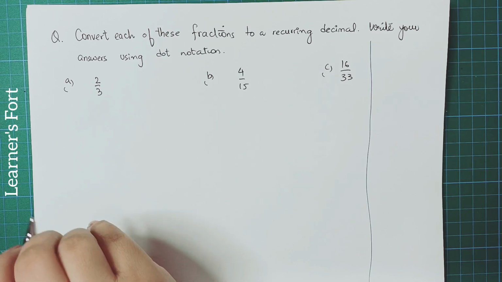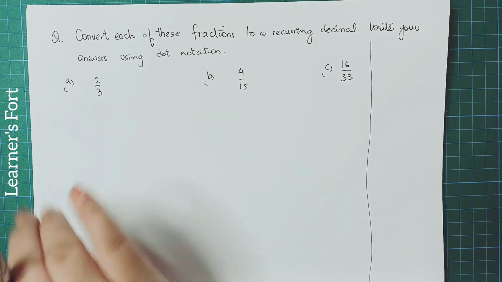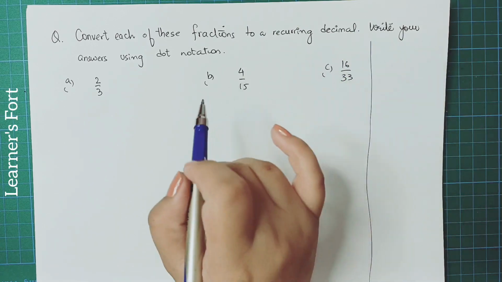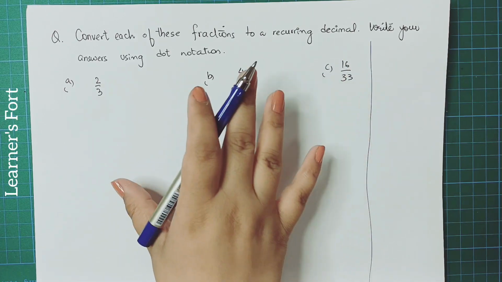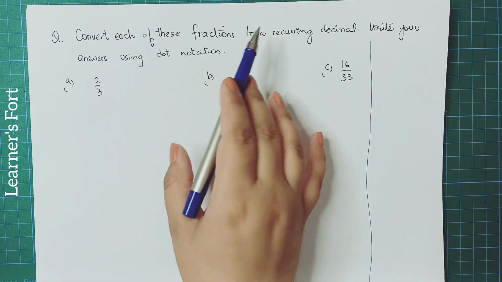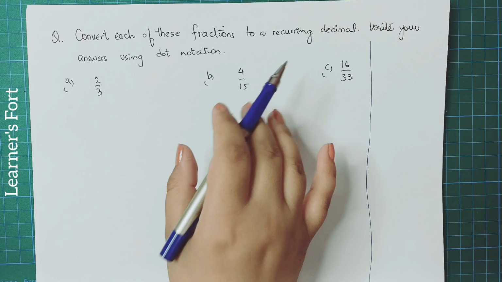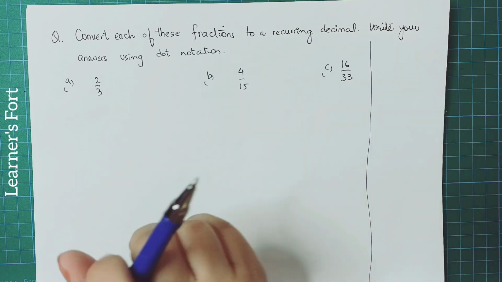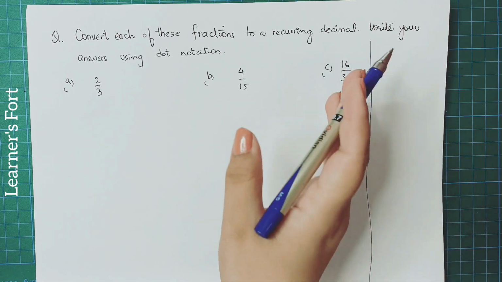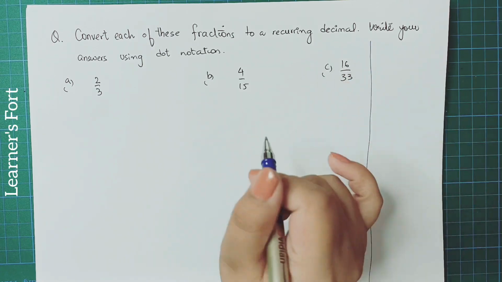Alright, now let's have a look at another example. Convert each of these fractions to a recurring decimal. Write your answers using dot notation. They have already told us from the question that these fractions will have recurring decimals as an answer. So what we're going to write? We're going to write them using dot notation.